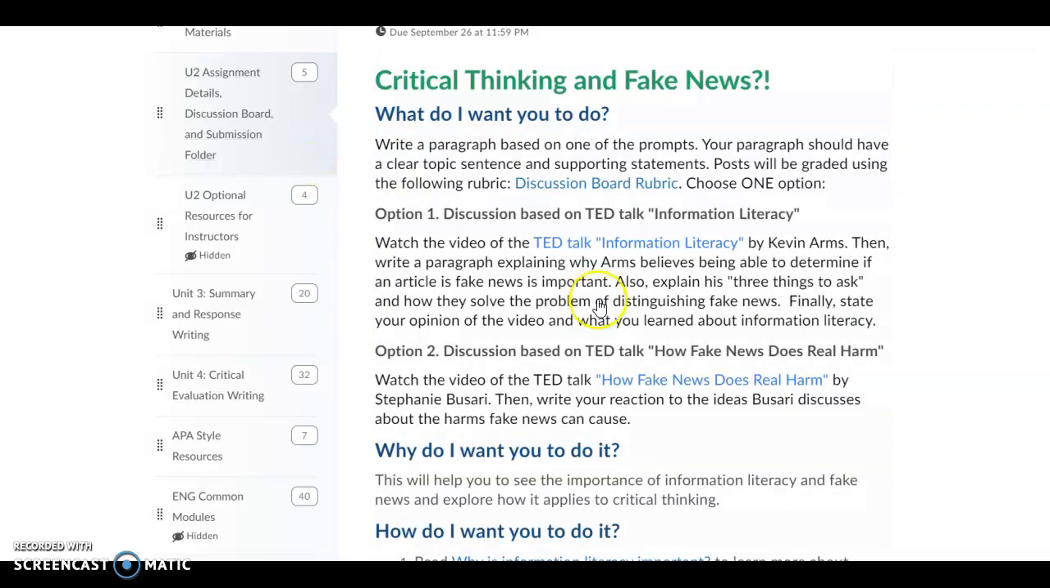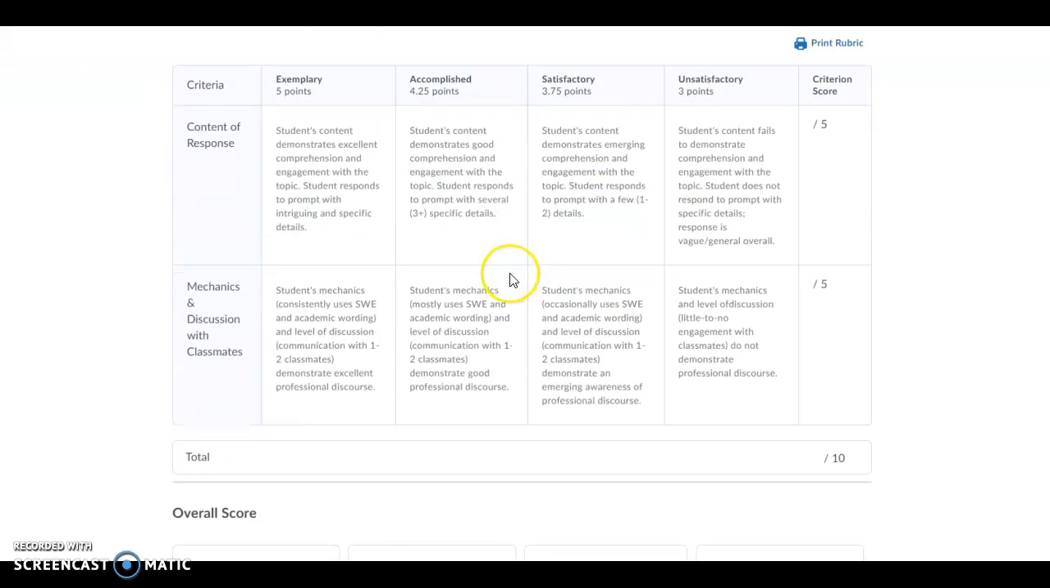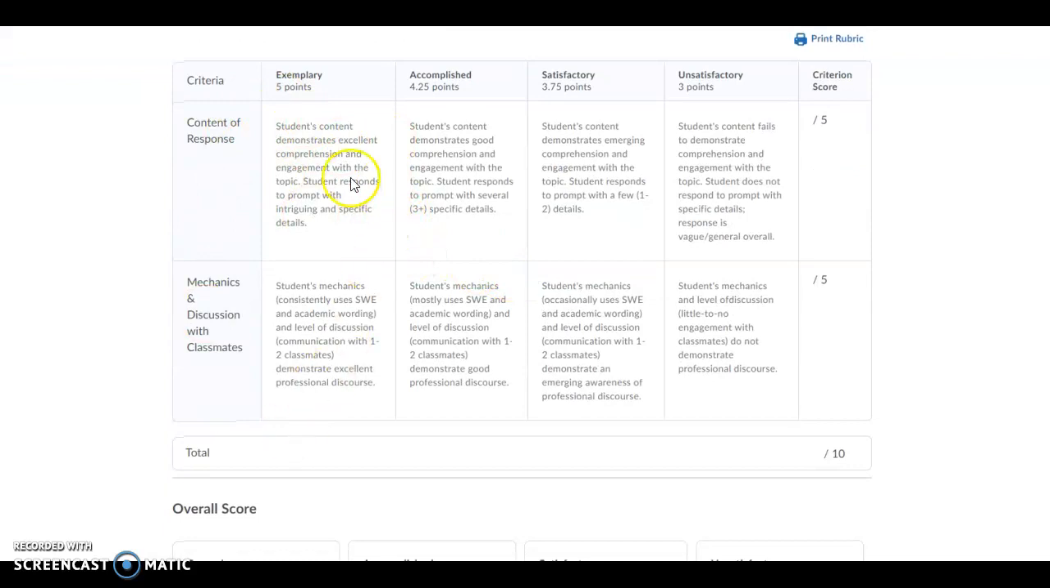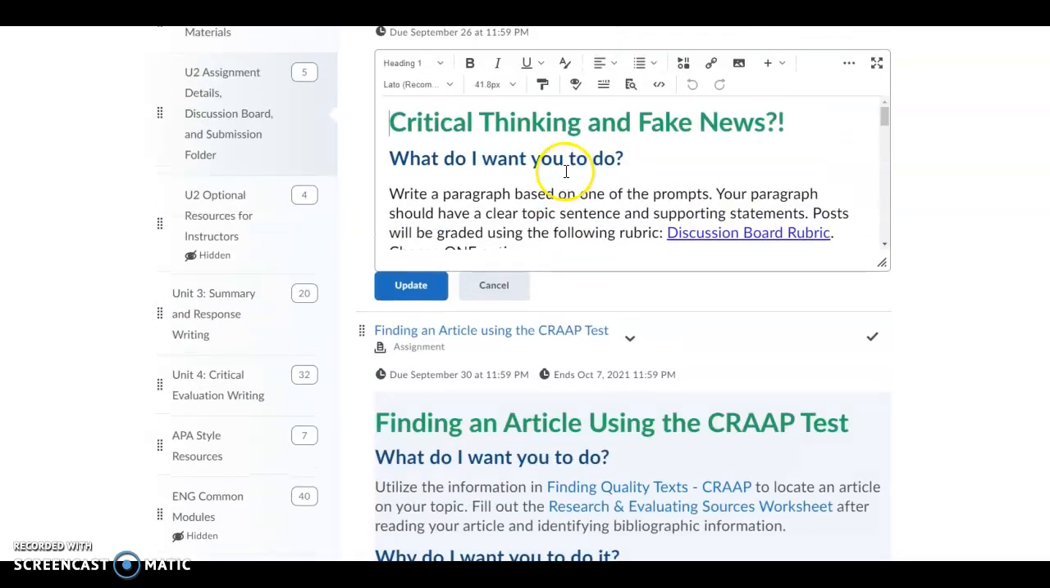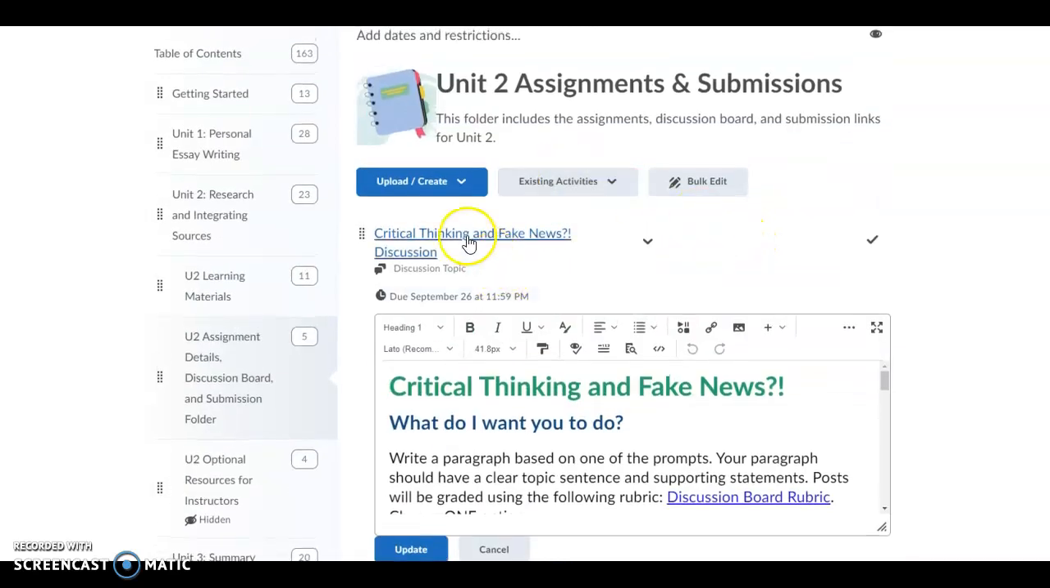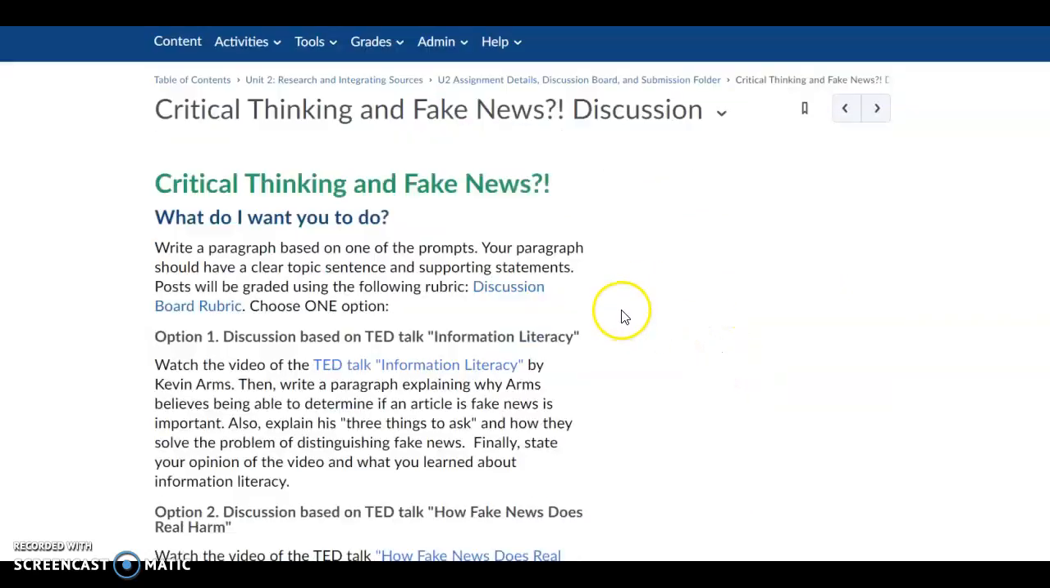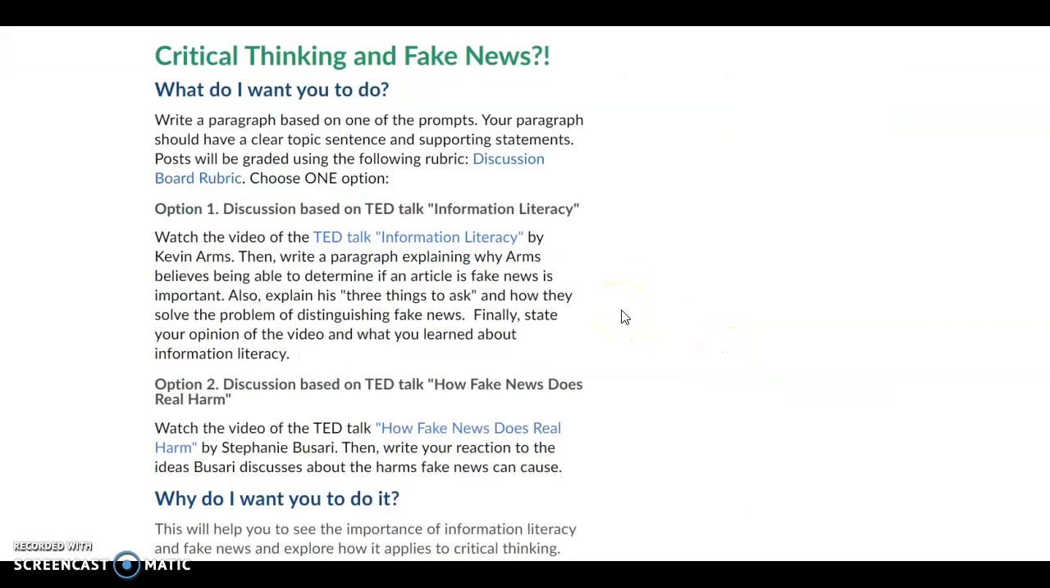Remember, when you look at the discussion board rubric, you get points for your response as well as your discussion with your classmates. So I just wanted to talk a little bit about this assignment to make sure that it is clear to you. I'm just going to pull it up. What you need to do.